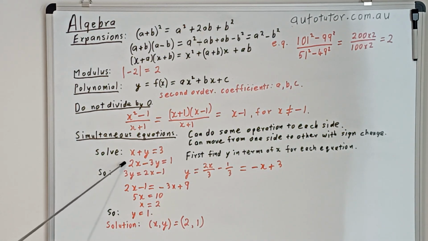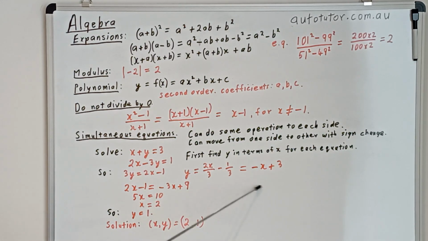So looking at the second equation, we can move the 3y to one side by itself, and the 1 to the other side, changing its sign. So we get 3y equals 2x minus 1. Dividing by 3 gives y equals 2x over 3 minus a third. But from the first equation, we can get y equals 3 minus x.